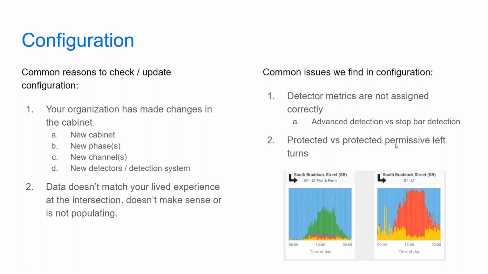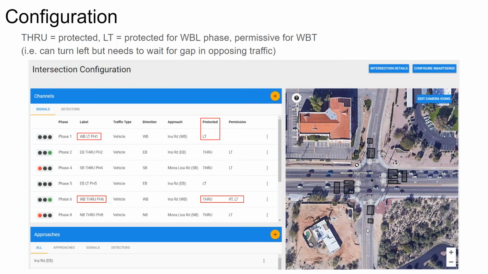But even as a through movement, I very often see a through phase, like say phase 6 through, actually set up as permissive when it's supposed to be protected. All through movements are protected in our system. So just double checking some of these configuration items will help populate the charts. And very often, if it's not set up right, the chart will just be blank or all red.